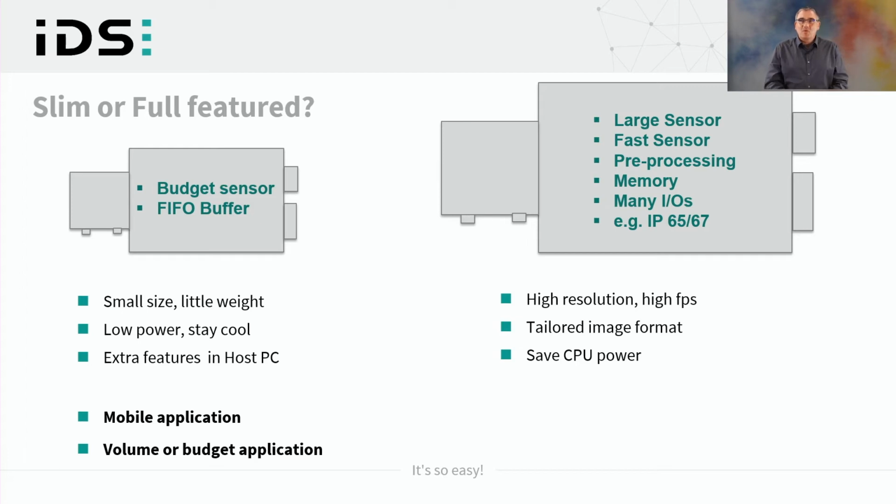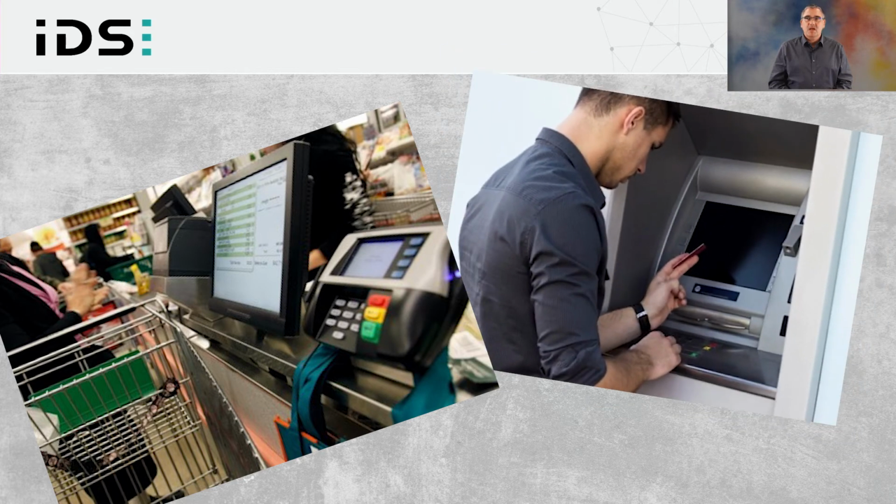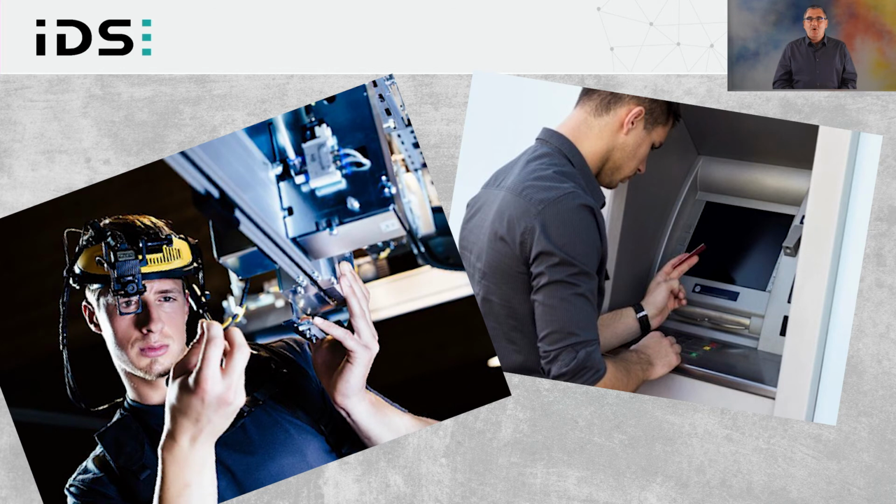Use slim cameras for mobile applications and high-volume budget projects. Kiosk systems that could be photo booth, postcard booth, standard ATMs, passport readers, and so on require just taking a simple picture every now and then. Cameras for augmented reality are handheld or integrated into a helmet that should have little weight.